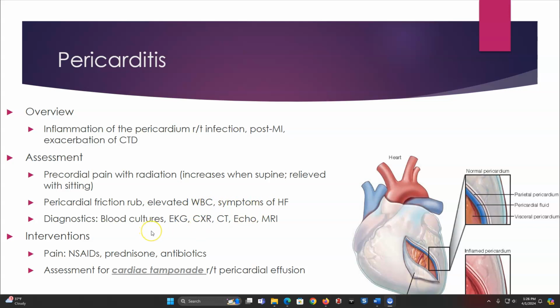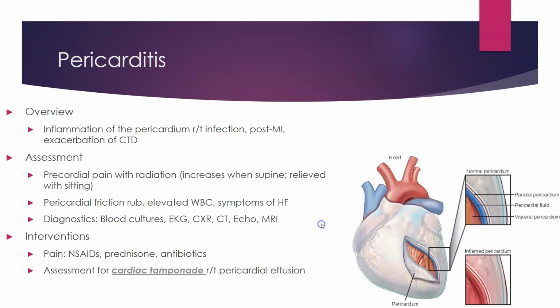Diagnostic-wise, blood cultures to see if anything's growing in there, EKG, X-rays, echo, MRI, and CT are common diagnostic findings, trying to look for that inflammation. Intervention: pain medicine to decrease that inflammation, so NSAIDs, prednisone, and antibiotics if it's a bacterial infection. And of course we're going to look for cardiac tamponade or pericardial effusion, in which you're hearing muffled heart tones. Then what you might have to do is actually put a needle in there and drain it.